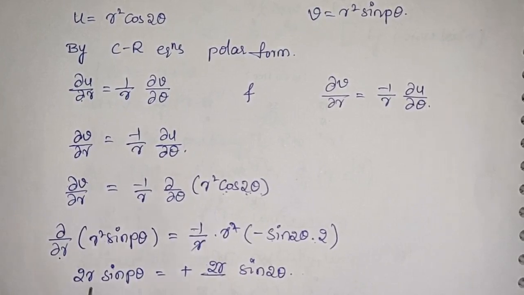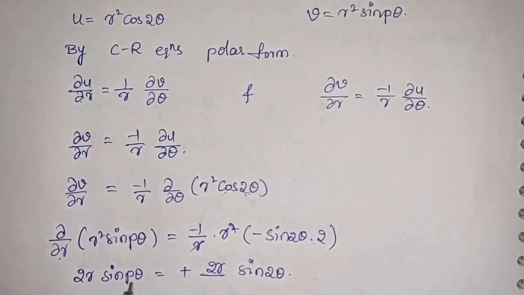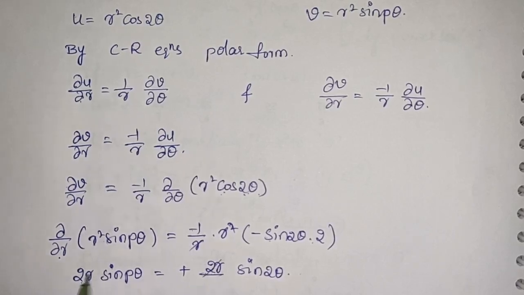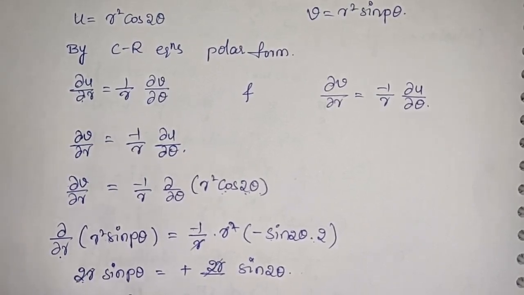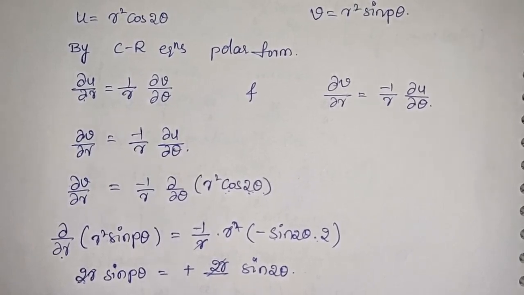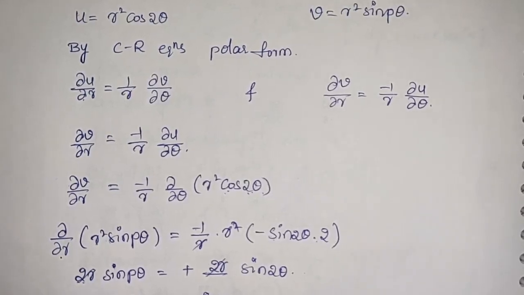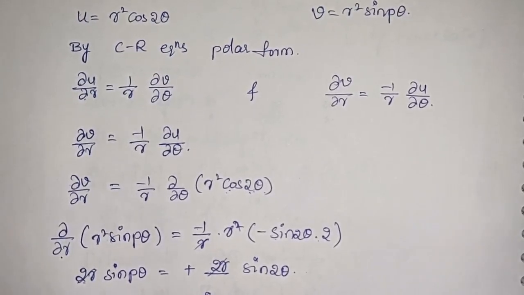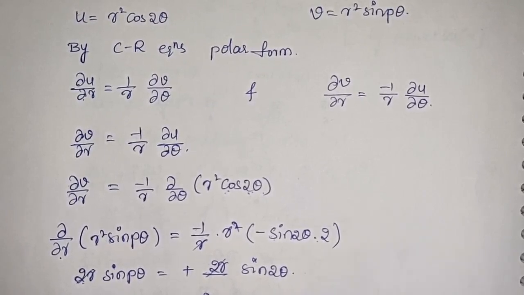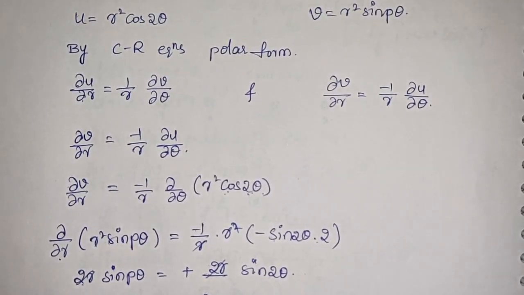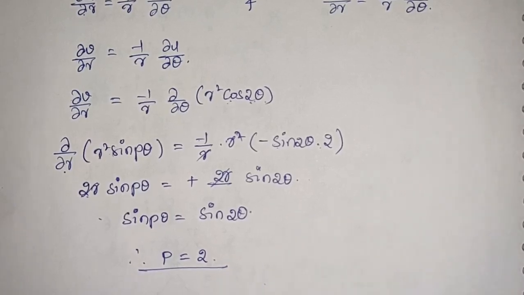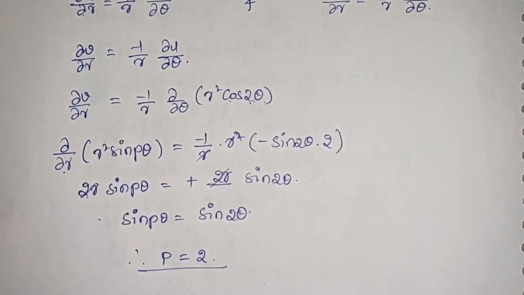When you compare these two, you observe that 2r will get cancelled, and the remaining is sin pθ equals sin 2θ. So from these two we can write, therefore p equals 2. So this is the final. By comparing these two we can write p equals 2, so that is the final one. Okay, we found the p value.